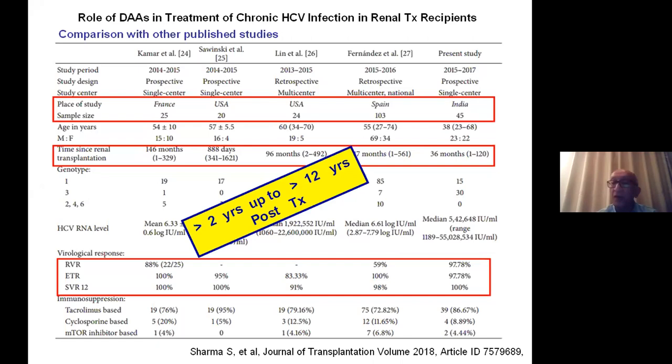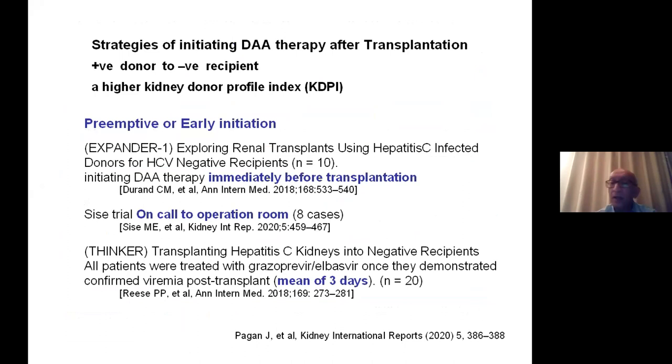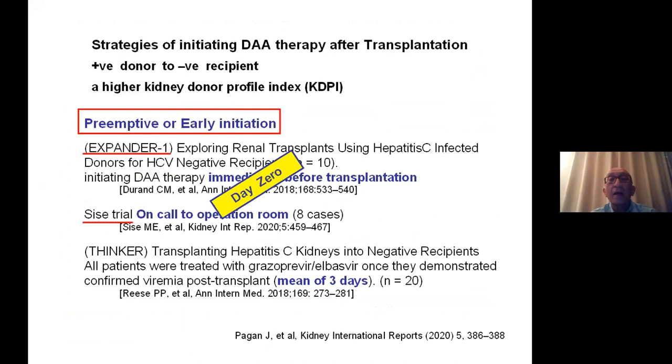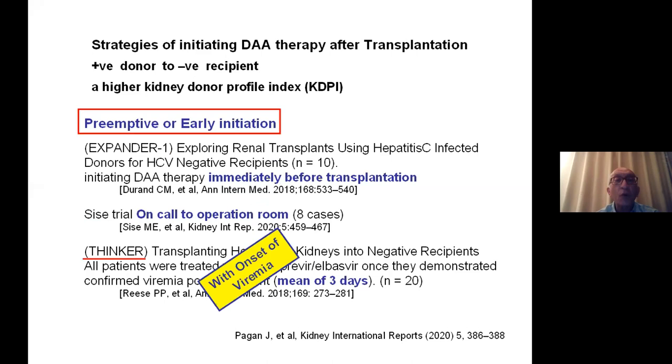Another protocol considers a very early initiation of the drug, which is mentioned to be the preemptive approach. There are 2 main approaches in this preemptive initiation, either the Expander 1 trial or the CC trial. It considers treatment on day 0 immediately after receiving the graft, or they call it on-call to operation room initiation. Also, we have another approach, the Thinker study, which starts the treatment with the onset of viremia. They keep monitoring for the occurrence of viremia in the first week until this occurs by day 3, and then they would start the direct acting antiviral regimen.